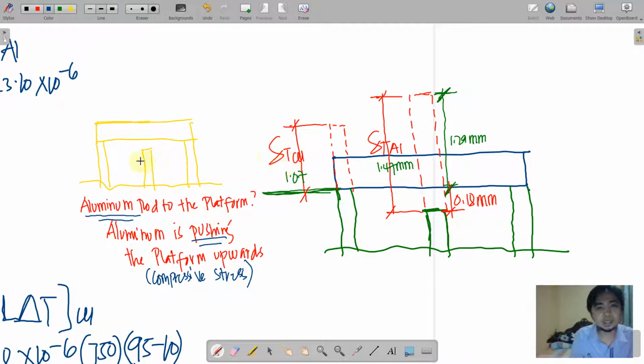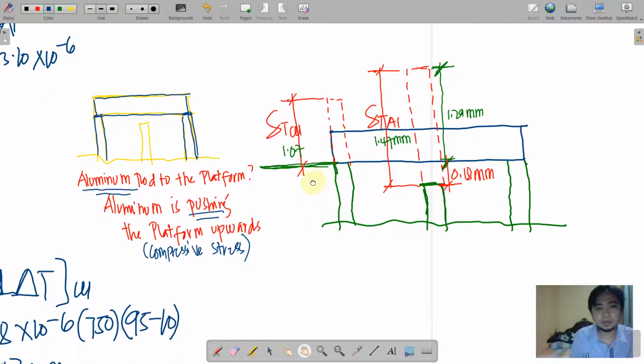So why is it pushing that one? Because, again, these two outer rods are actually attached to the platform. So therefore, if this tends to extend beyond the thermal expansion of copper, therefore it will begin to push it upwards. Okay? So that is clear, no?